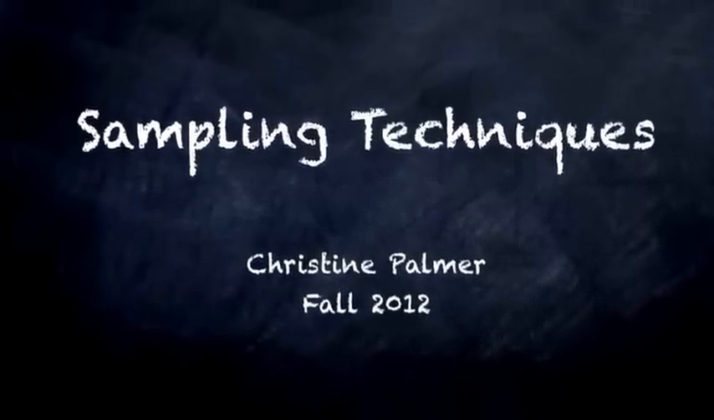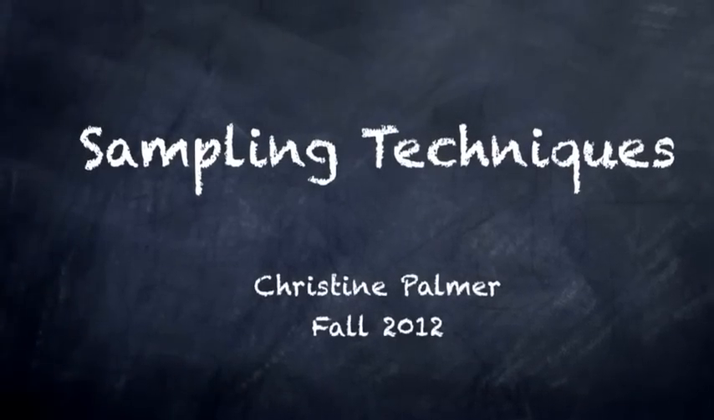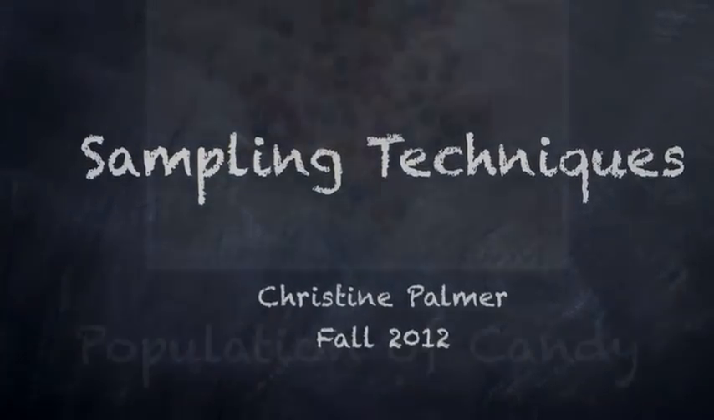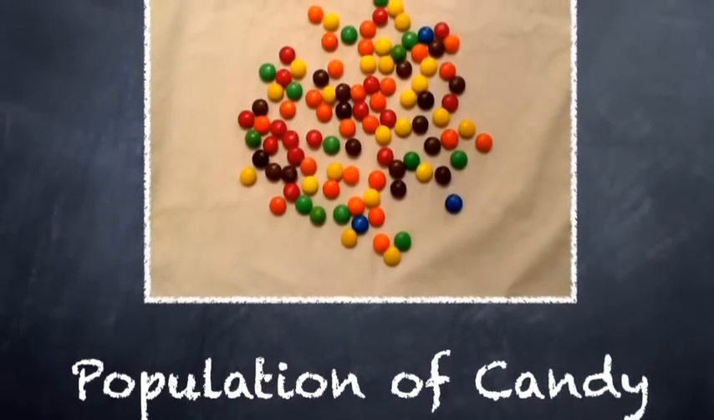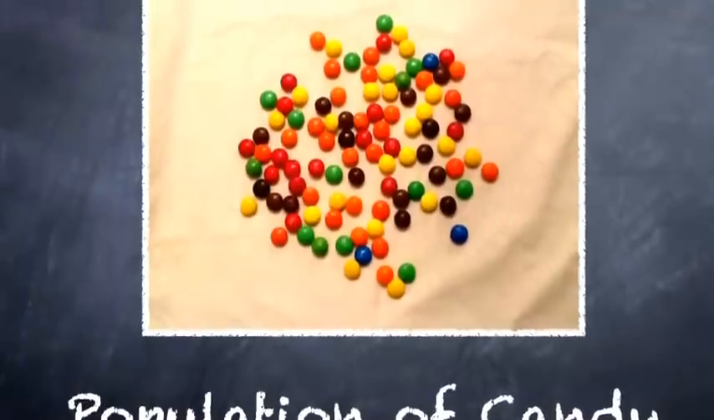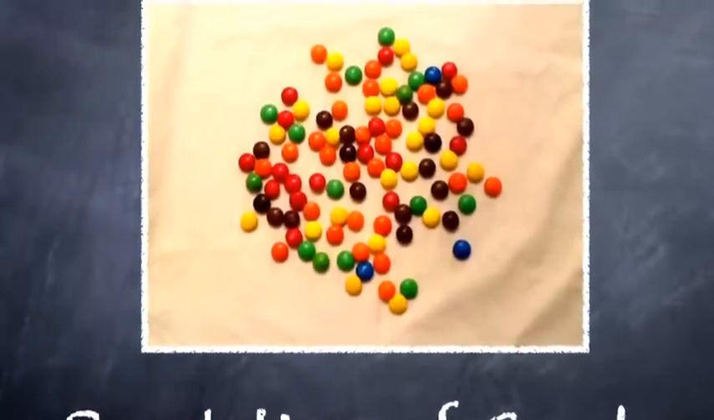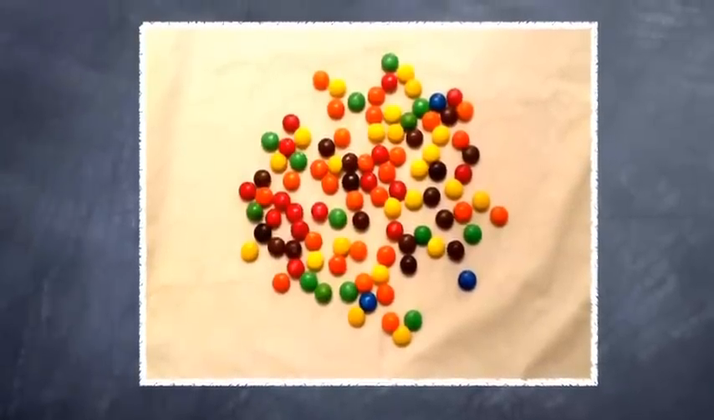There are many different ways to get a sample from a population. In this presentation, we're going to look at 5 of those sampling techniques. Let's look at our population. This population is 100 pieces of candy. Some are M&Ms, Skittles, or Reese's Pieces. Our goal is to see what percent of the candy are yellow.